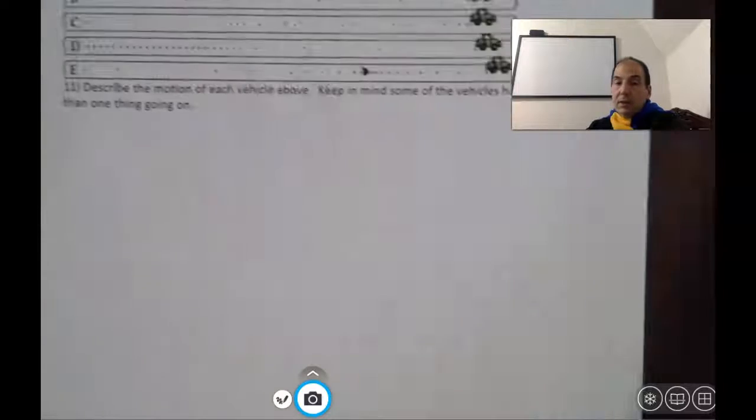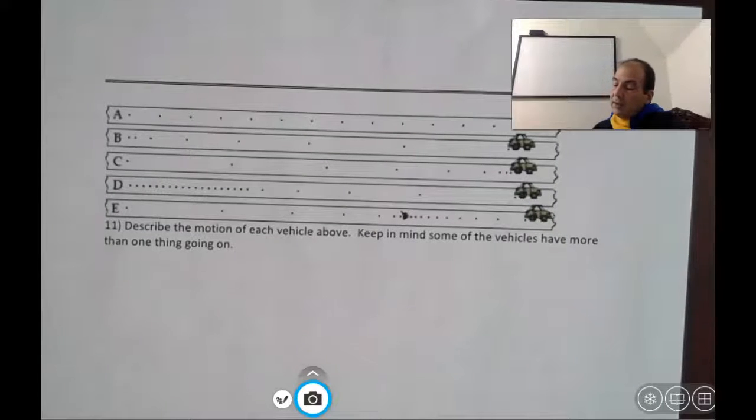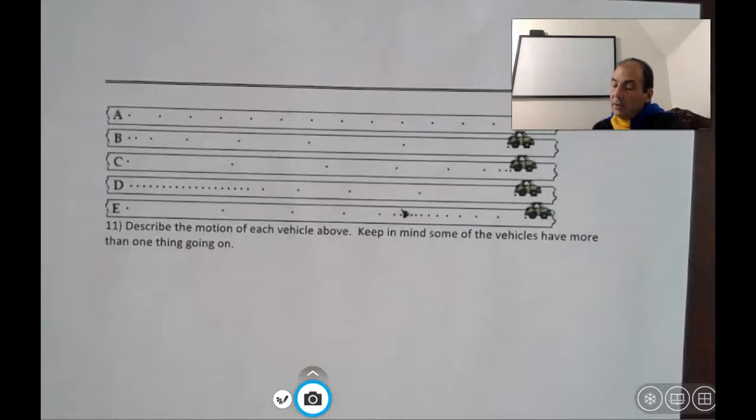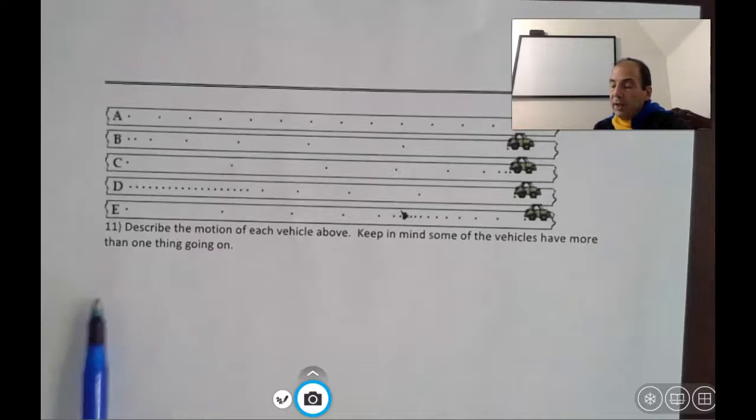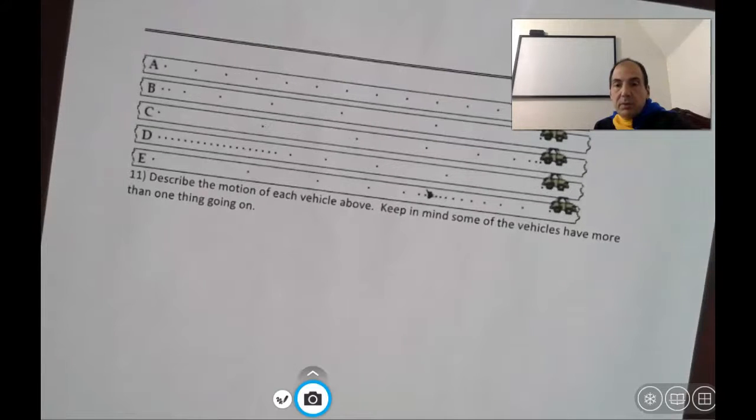And then finally, the last thing is not graphical. Now it's just looking at the dots and saying, what does car A seem to be doing? Keep in mind that a couple of the cars may have more than one thing going. They might be doing one thing for part of the time, something else for the rest of the time. So you need to consider the whole tape and talk about it. You're just going to say A does this, B does this, C does this, D does this, E does this. And done.